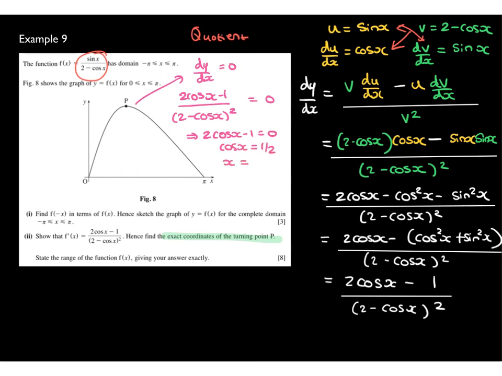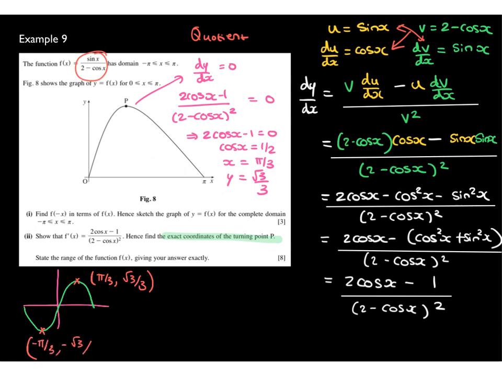And then if we take arc cos of a half, we know this is going to give us pi by 3. We can then substitute that back into the original equation up at the top, circled in red, to get an exact value for y, and this equals root 3 over 3. Stating the range of the function, remember the function actually looks like this and has rotational symmetry. So this point here, which is pi by 3, root 3 over 3, is matched by this point here, which would be negative pi by 3, negative root 3 over 3.